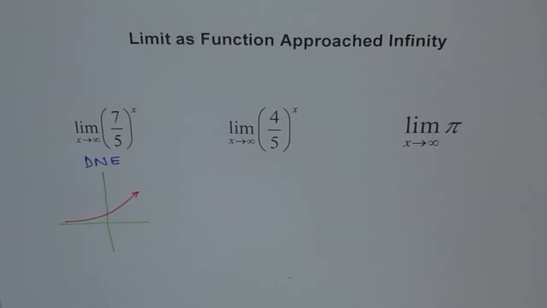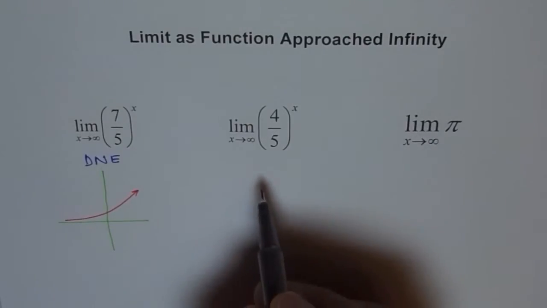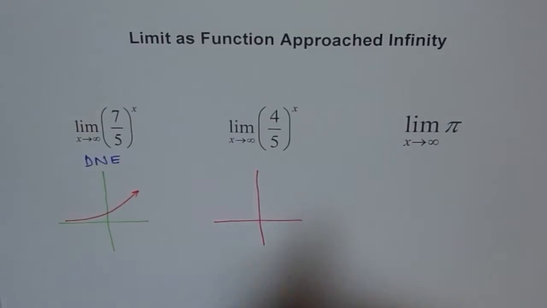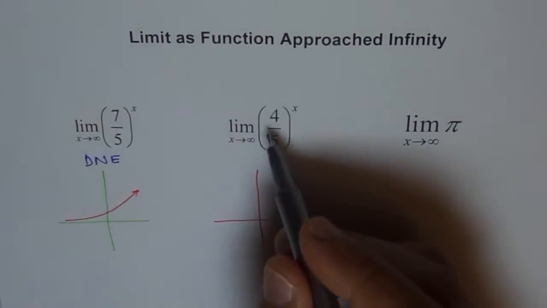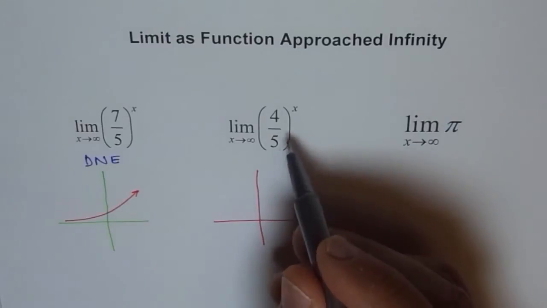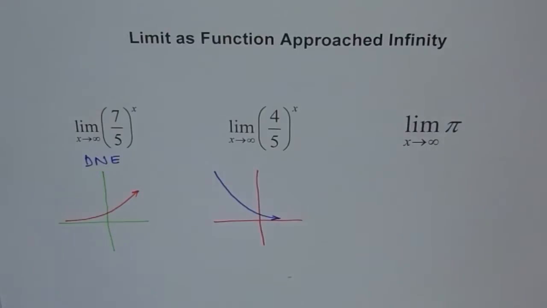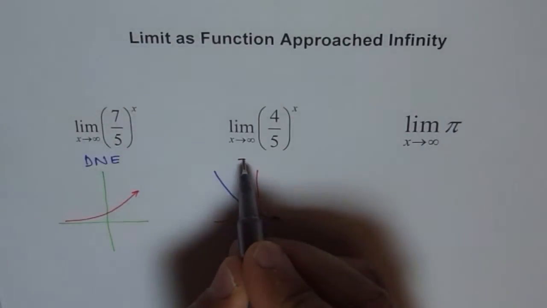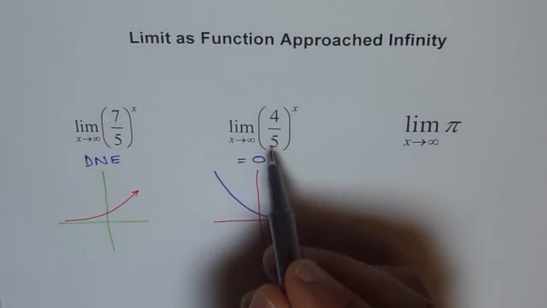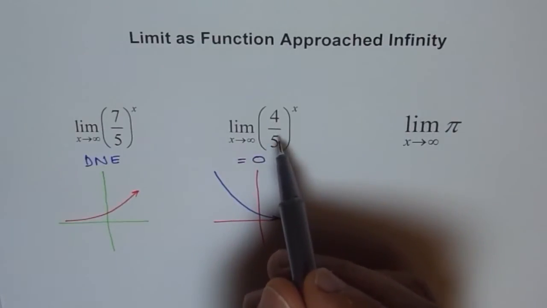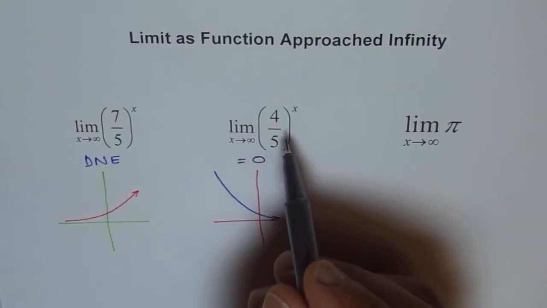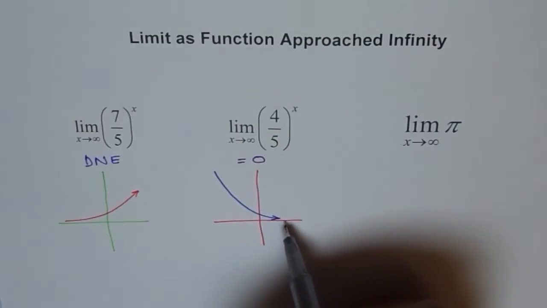Now how about this? 4 over 5 is less than 1. So if the base is less than 1, then as x increases, the exponential approaches 0, kind of like this. So for this kind of function, we will say that the limit is equal to 0. If the base is less than 1, the limit as x approaches infinity will be 0, because you're approaching 0.